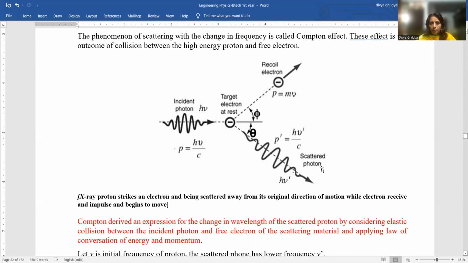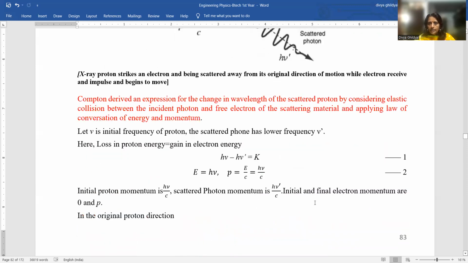What we will do is apply the principle of conservation of momentum to derive an expression for delta lambda. X-ray photons are striking an electron and being scattered away from their original direction of motion, while the electron receives an impulse and begins to move. So Compton derived an expression for the change in wavelength of the scattered photon by considering the elastic collision between the incident photon and a free electron of the scattering material, and applying the laws of conservation of energy and momentum.